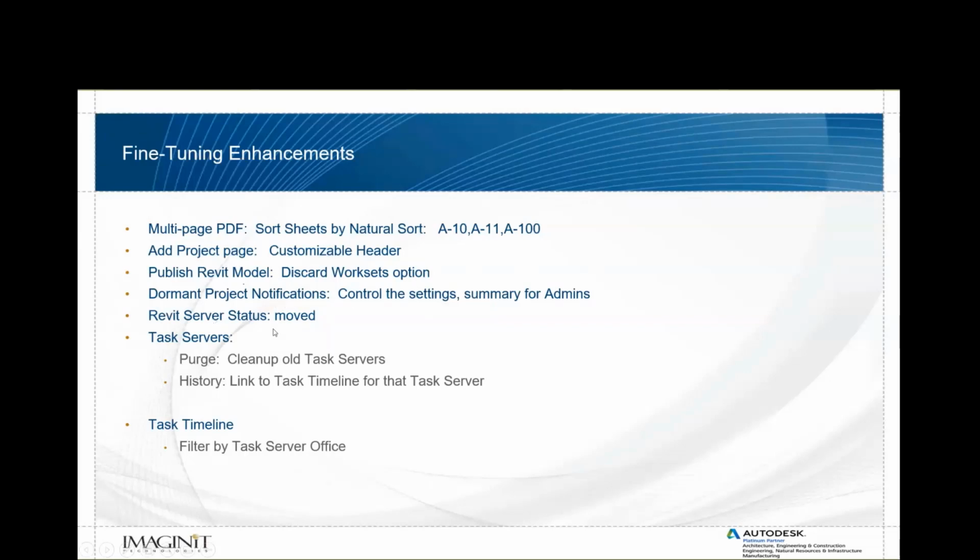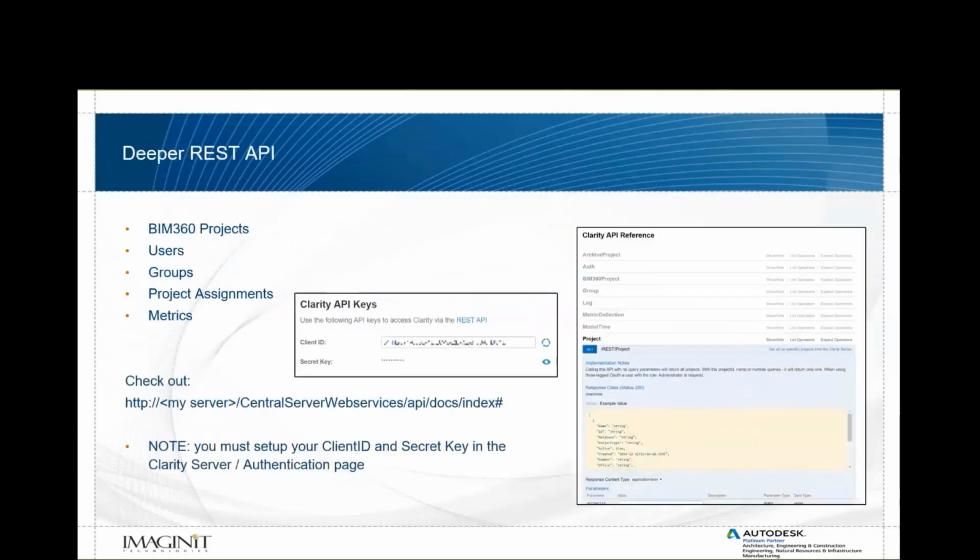We've improved our Revit Server status page so it's a bit faster, and moved it over to another screen so it doesn't always have to come up for those of you with Revit Server. Cleaning up old task server history, and linking from a task server to what tasks this machine has been doing on the task timeline. Lots of little things like that that have been requested by firms that are trying to push it further. So there's a few other, I would say smaller, things that we've added as well.